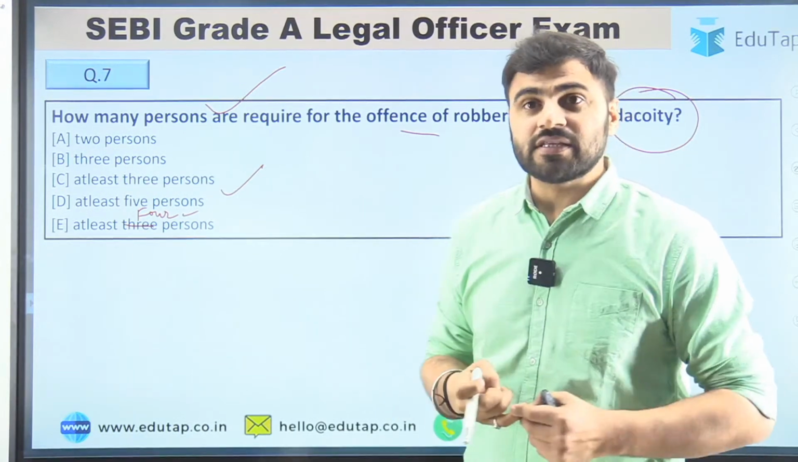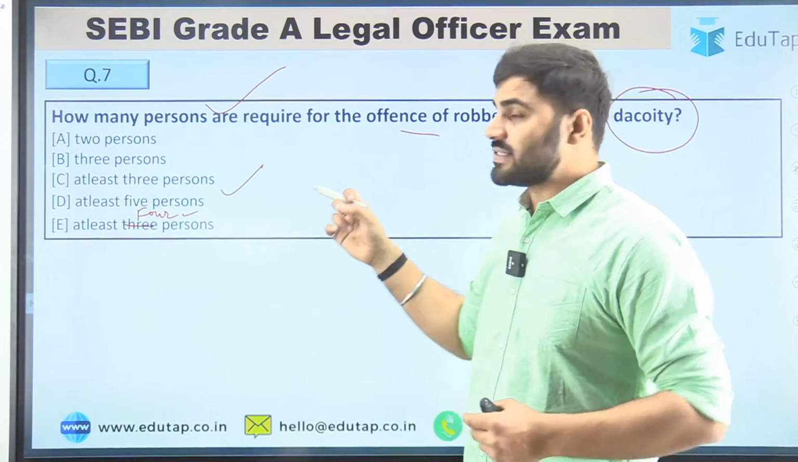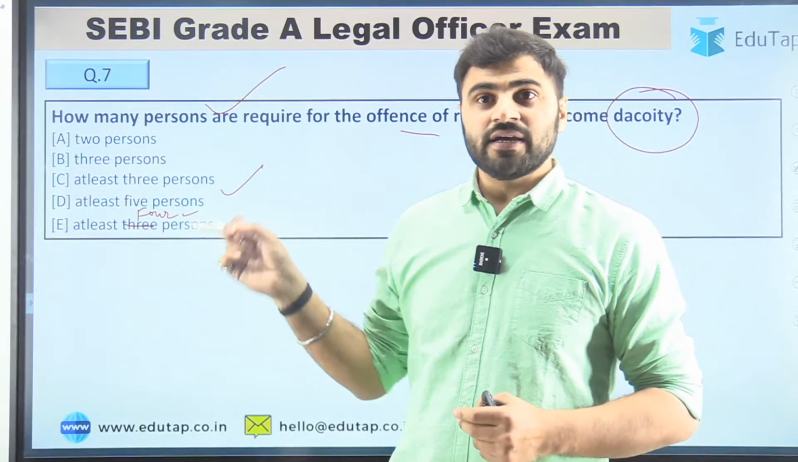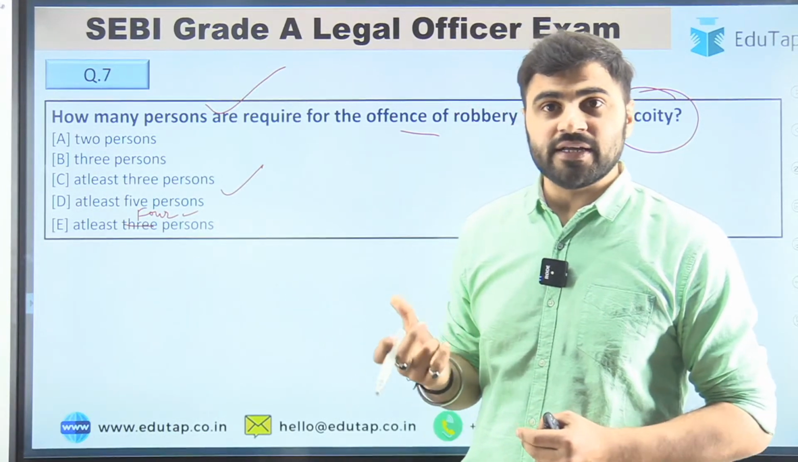Okay, so 7th, Rahul Chaudhary is saying option number D, that is at least 5 persons. Agni is saying D, Kavita is saying D, Ujjwala is saying D.